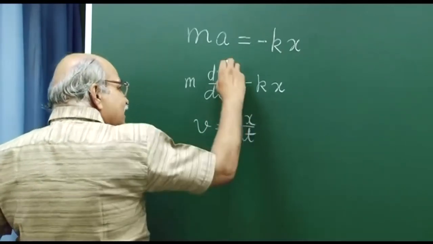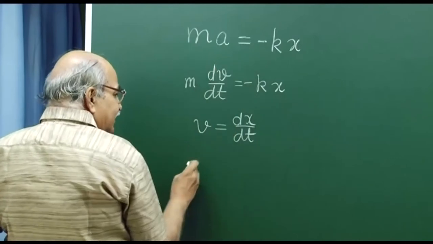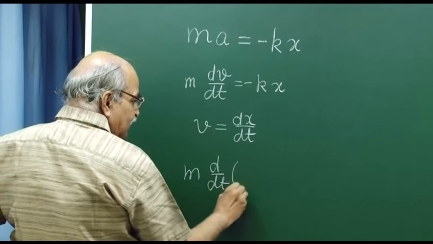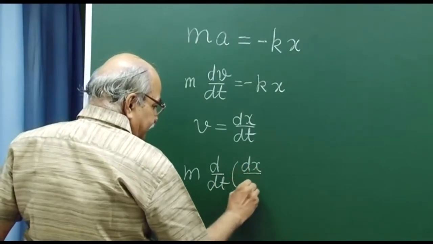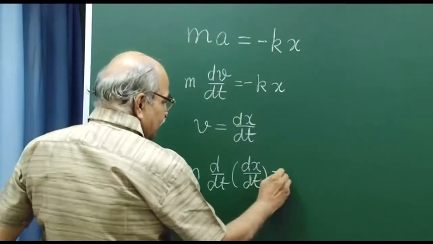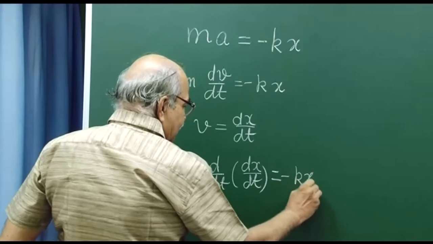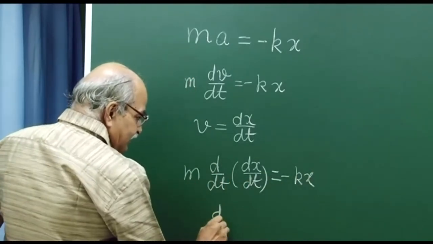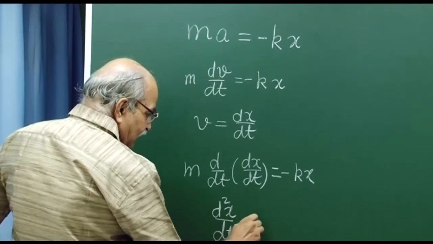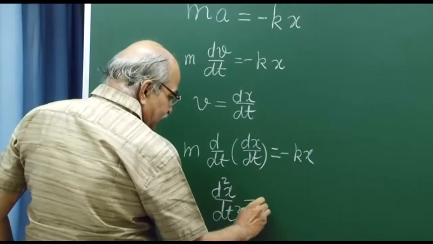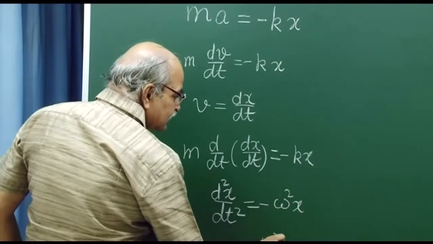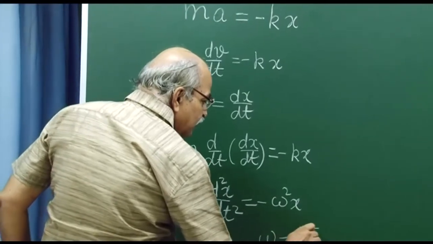If I put this thing here, the way it is written is m d/dt of dx/dt, in place of this v, equals minus kx. And this is written as d2x/dt square. And if I bring this m here, it is d2x/dt square equals minus omega square x, where omega is square root of k by m.